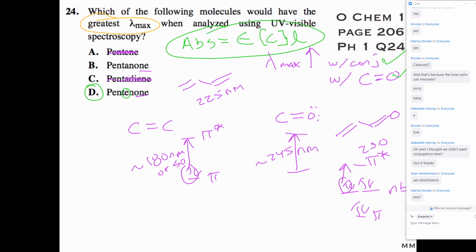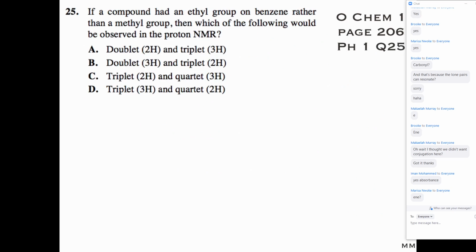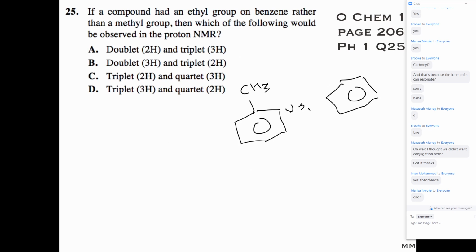Okay, one more question in this realm. Hey, an NMR question, perfect. So help me out. If a compound had an ethyl group on benzene rather than a methyl group, which of the following would you look for? You guys so own this.